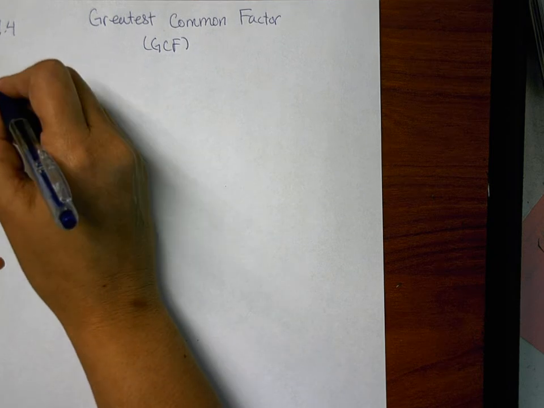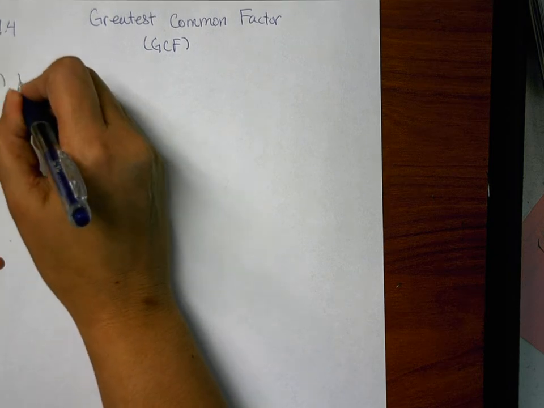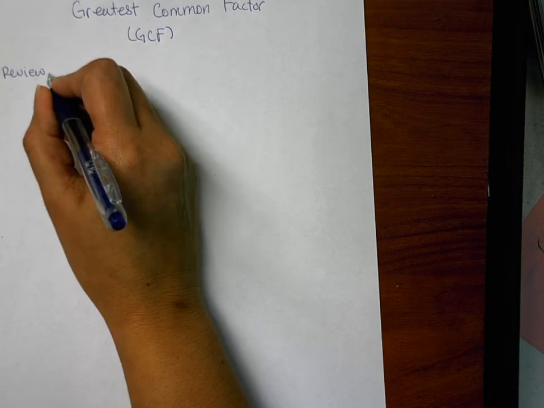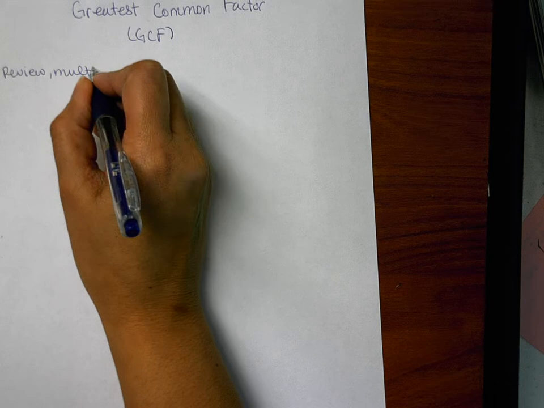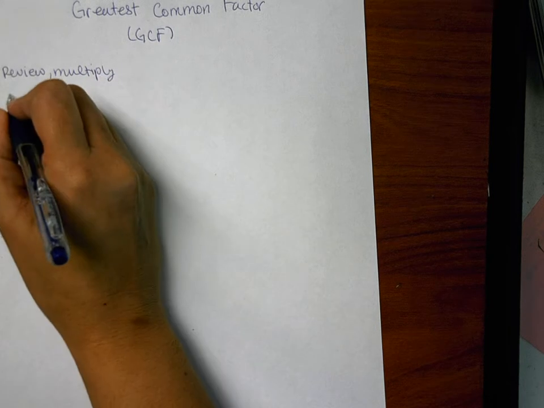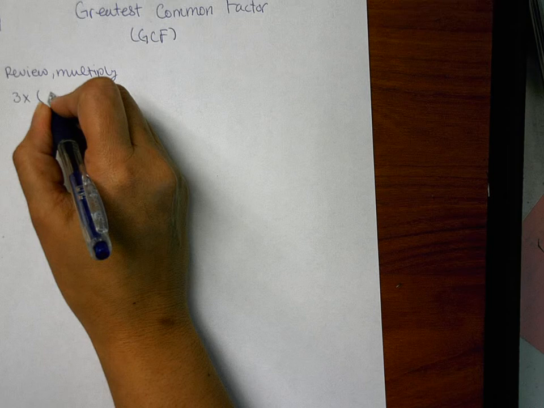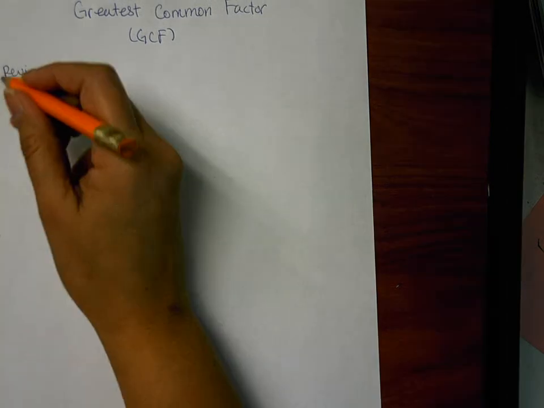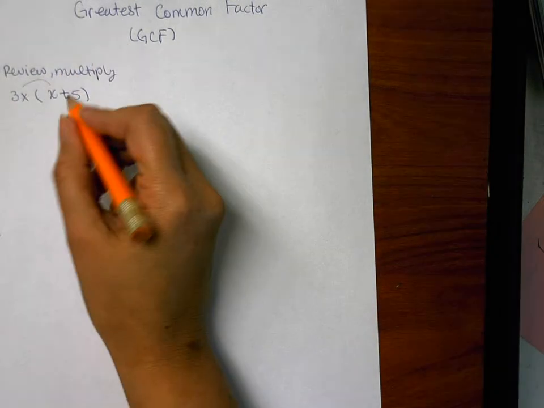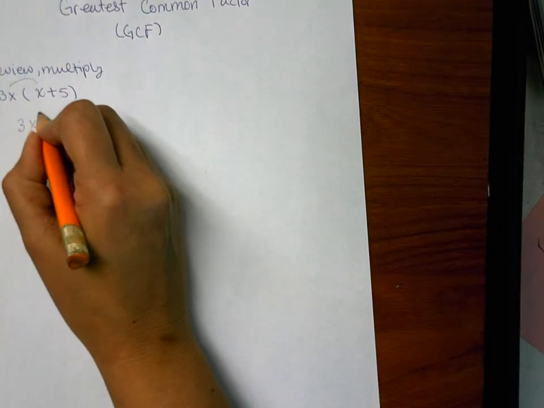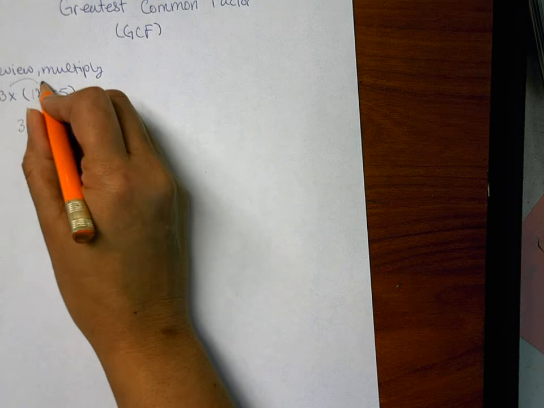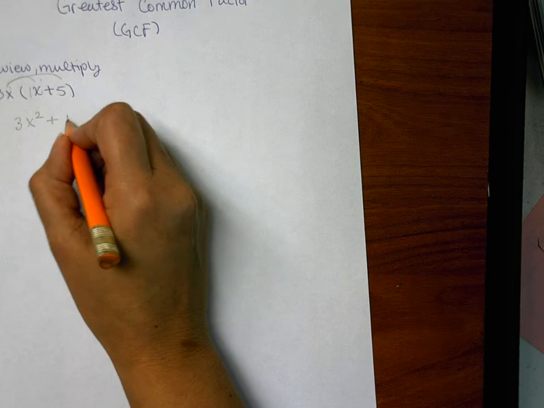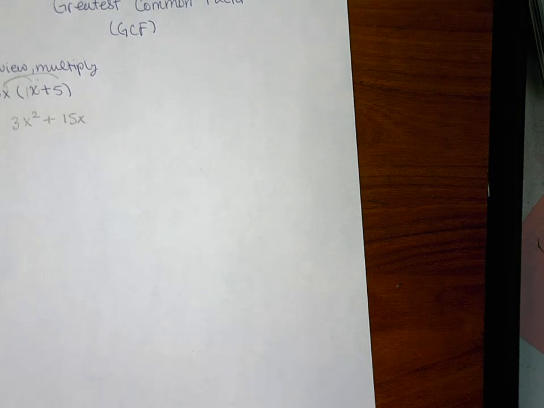Okay, number one is going to be a review from our previous lessons. I want you to multiply the following problem. 3x times the quantity of x plus 5. Okay, distribution, you multiply the 3x times x, giving you 3x squared because you multiply the numbers in the front and add the exponents, plus 3x times 5 is 15x.